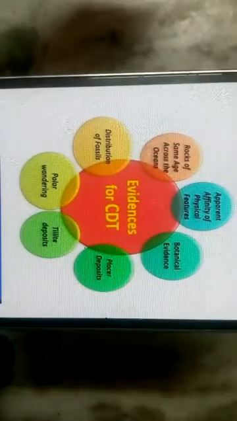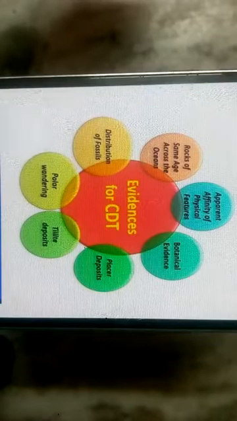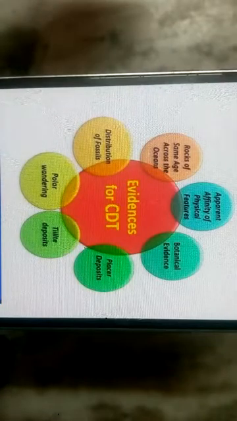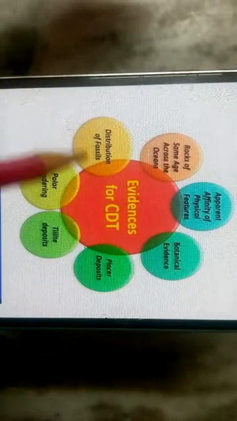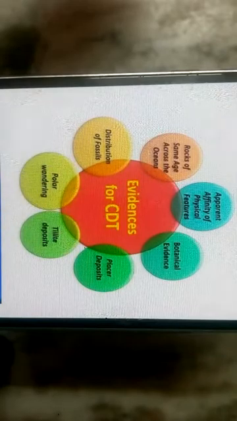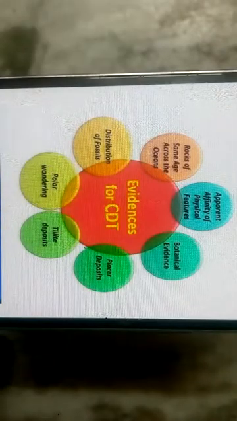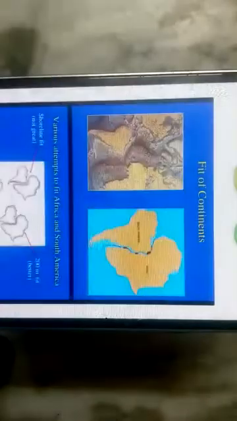Hello student, this is part 2 of module 2. In this we will discuss the distribution of the fossils. The next evidence to support the continental drift theory is the distribution of fossils. Fossils means the dead remaining parts of plant species and animals.